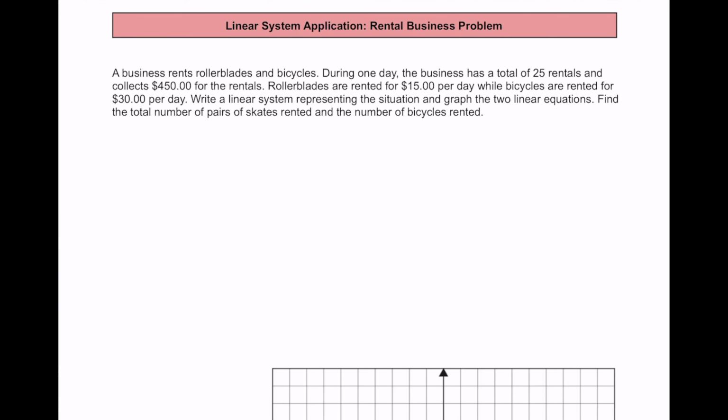Let's try solving a linear system application problem together. In this specific example, we're going to take a look at a rental business problem. It looks like this business is going to be renting out rollerblades as well as bicycles. During one day, the business has a total of 25 rentals and collects $450 altogether.